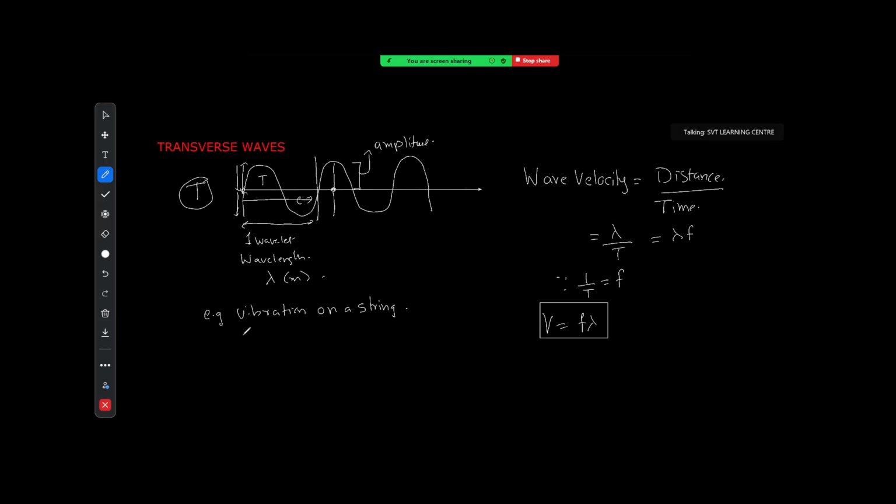Second most important example is your electromagnetic waves. Your electromagnetic wave, composing of all the things, light, X-ray, everything, these are always transverse. They are always transverse. Okay, is this clear? So these are the two examples. Can I go ahead?